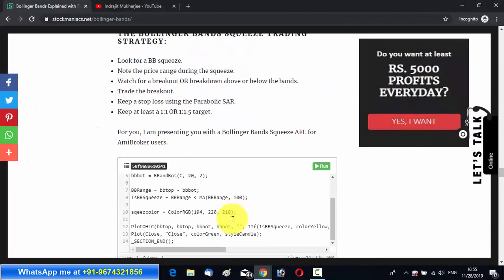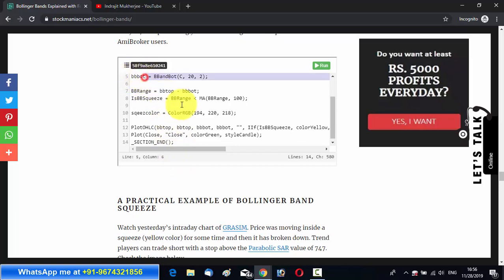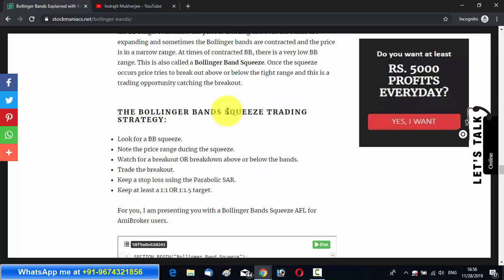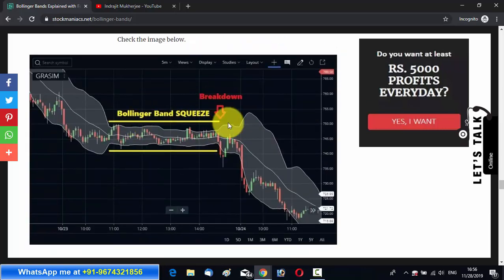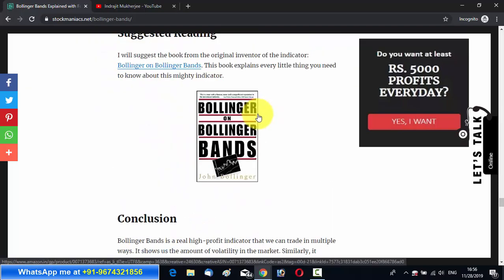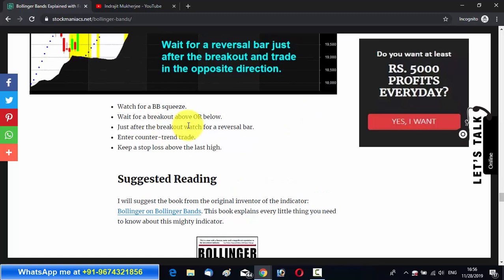So now if you are using AmiBroker, I have given a formula, an AmiBroker formula to use the Bollinger Band Squeeze. So this AmiBroker formula will actually point out where the Bollinger Band Squeeze is happening. So this is how actually Bollinger Band Squeeze happens. So this is a squeeze and then a breakdown. So this is how my AmiBroker formula will look like. This formula will always try to find a squeeze. The yellow marks will be the squeeze. So you can identify the Bollinger Band Squeeze and you can actually trade the breakout or breakdown direction.